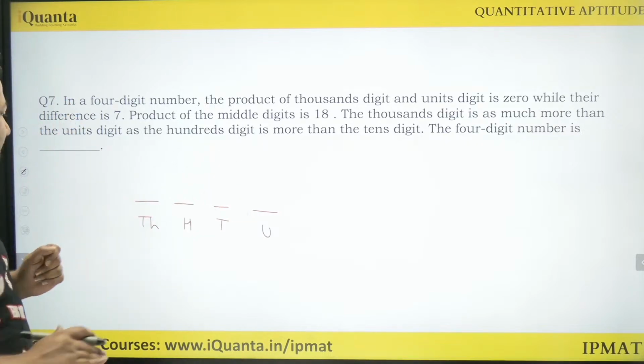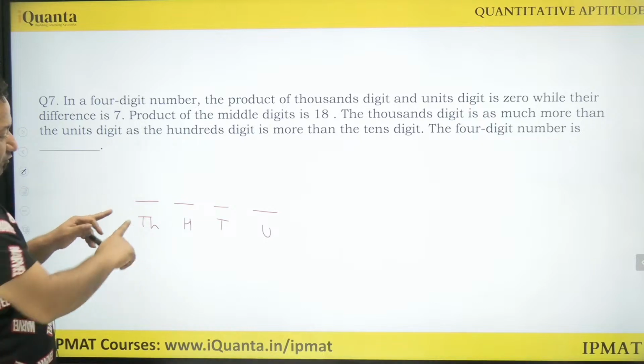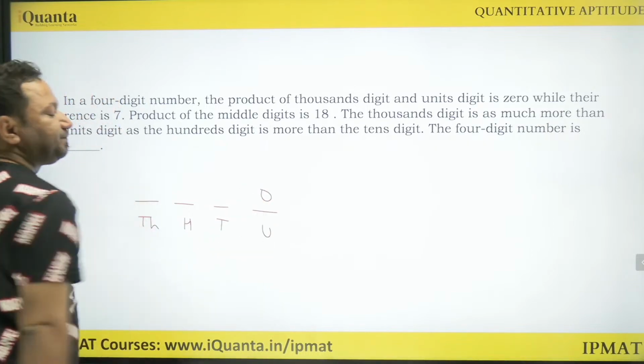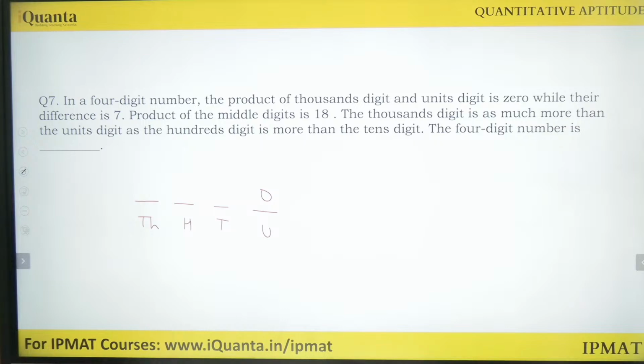By the way, the number is 4-digit, so the first digit cannot be 0, isn't it? Because 0 as the first digit is irrelevant. That means the unit digit is definitely 0. Cool. Got it, everyone?